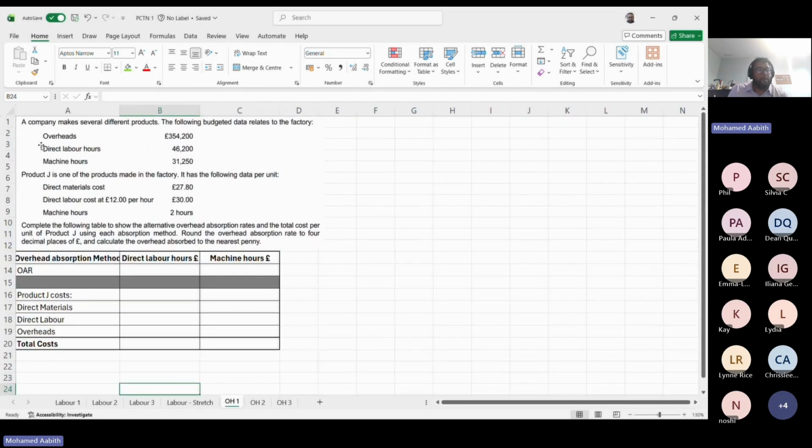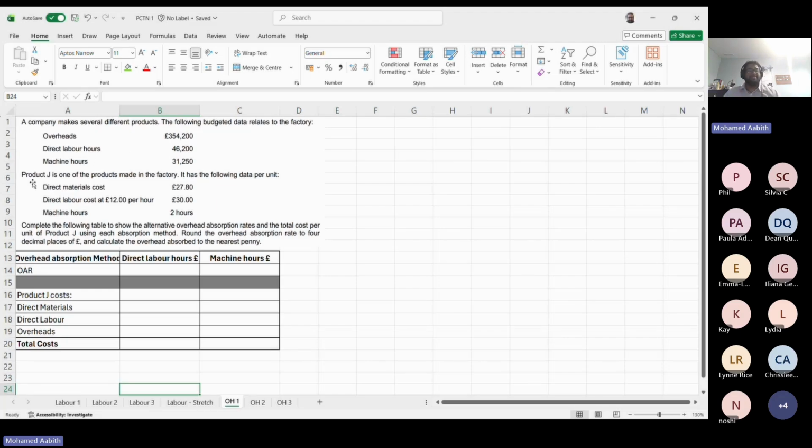A company makes several different products. The following budget rates are related to the factory. The first one is the overheads. And there are 2 methods, the hours we use. One of them is the total number of direct labor hours. And another one is the machine hours.